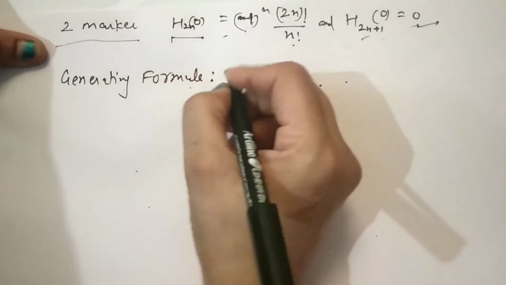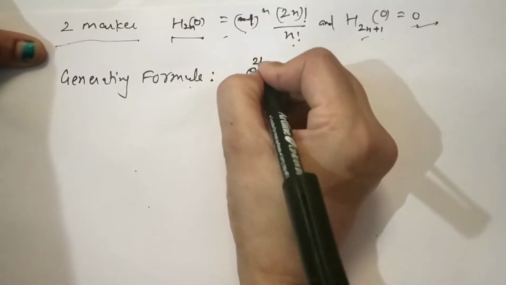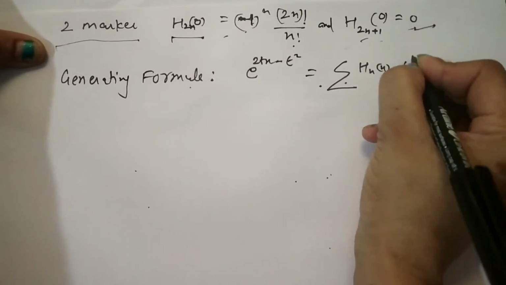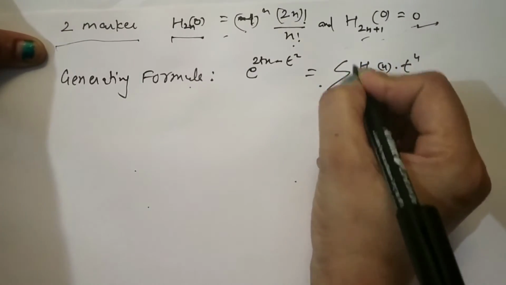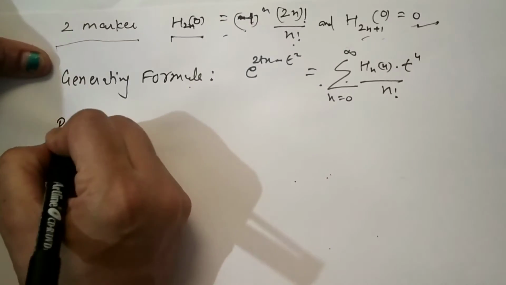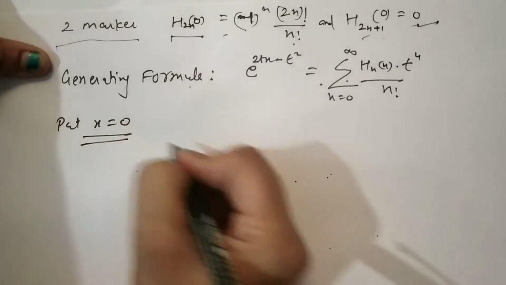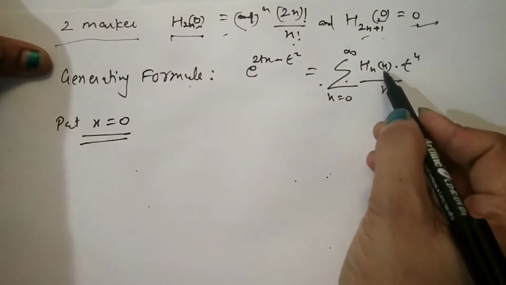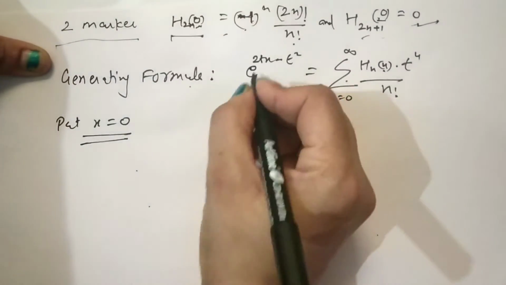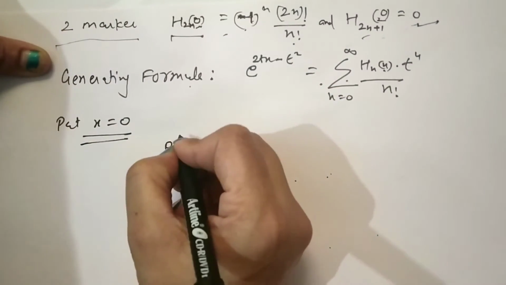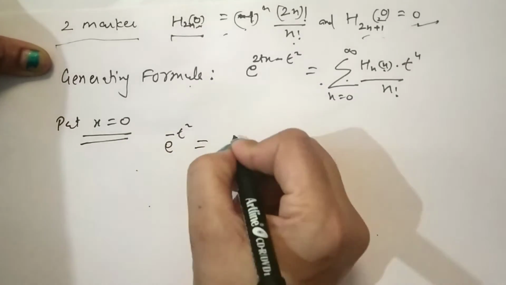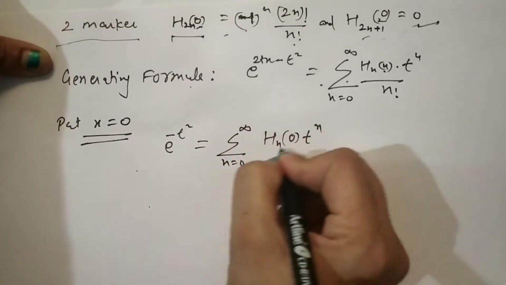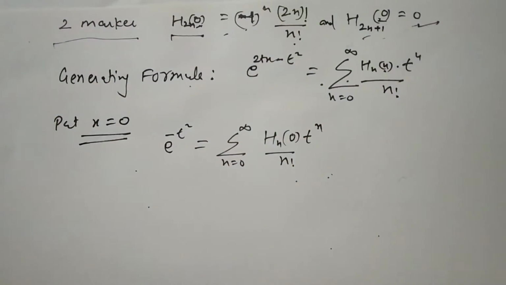So the generating formula is e raised to power 2tx minus t square is equal to summation H_n(x) into t raised to power n upon n factorial, and n varies from 0 to infinity. Right, now put x is equal to 0. Why are we going to put x is equal to 0? Because in the question we are given x is 0. So x is equal to 0 we put. What we get here? e raised to power minus t square on one side, and on the other side, n varies from 0 to infinity, H_n(0) t raised to power n upon n factorial, by putting x is equal to 0.